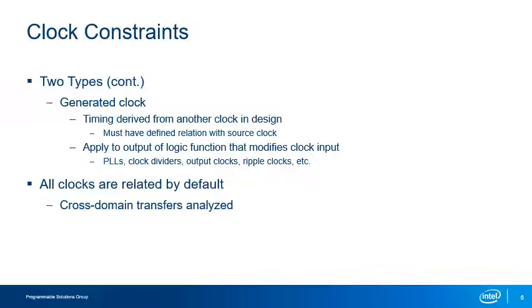By default, all clocks are related to one another and all cross-domain transfers are analyzed by the tool, even if those clock domains are asynchronous to each other. It is possible to separate clock domains using special constraints called timing exceptions. We'll touch on these special commands later.